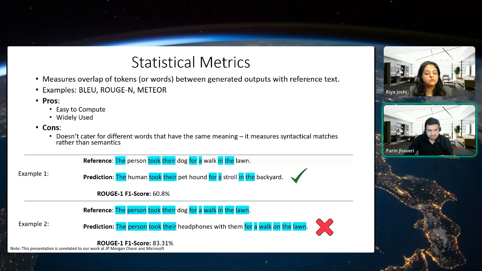If we look at the second example, these two sentences are completely different. The first is about taking your dog out for a walk on the lawn, and the second is that they wore their headphones for a walk on the lawn. But because the word overlap is high, we get a pretty high ROUGE F1 score of 83.31 percent. So from here, we can say that LLM outputs may have the same meaning, but they use different words. And hence, we need a metric that looks into text similarity and not just relies on looking at the word overlaps.